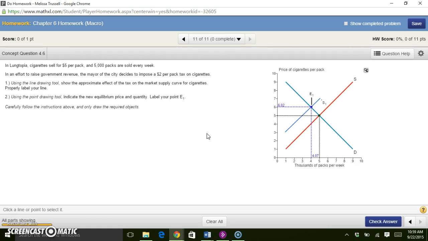So the main thing to remember here, other than the fact that drawing these things in the graphing tool is definitely challenging sometimes and takes a while, is that we're looking at how supply is going to change with this tax, and it changes in a very specific way, and that is that at every quantity supplied, the price is going to have to be higher by the amount of tax. So you take the old quantity supplied of 5,000, it was at $5, now at 5,000, you're going to be at $7. Hopefully that makes sense.